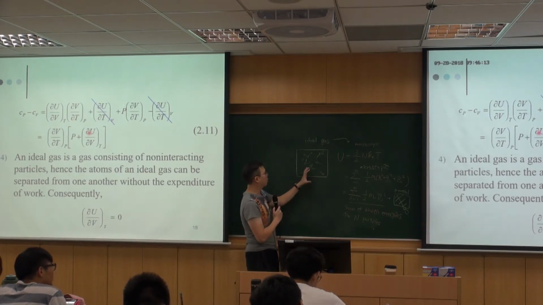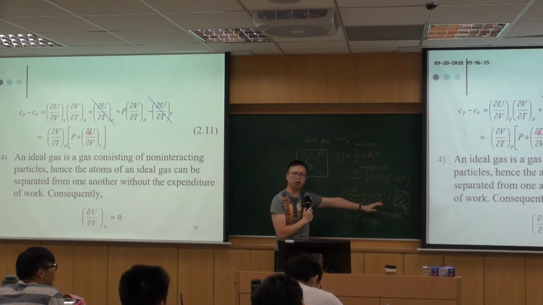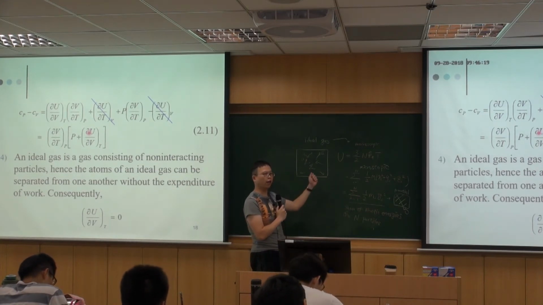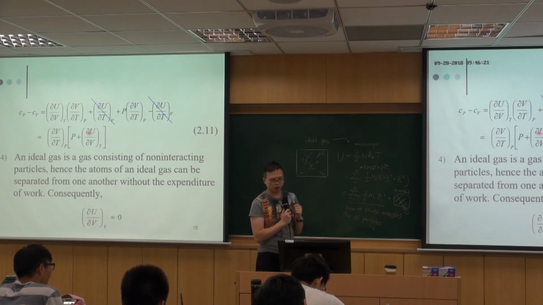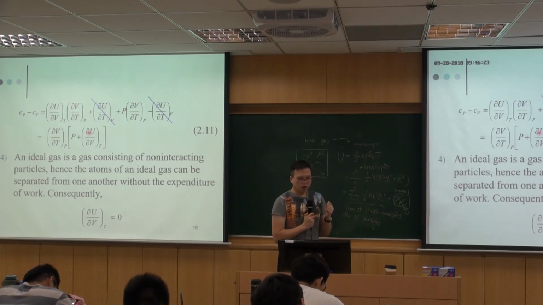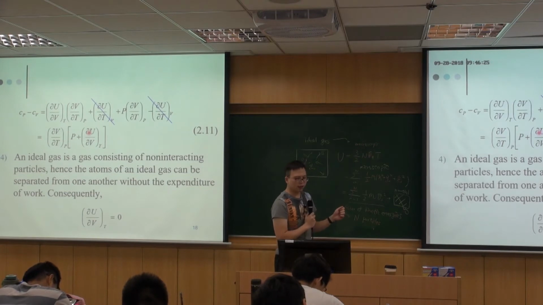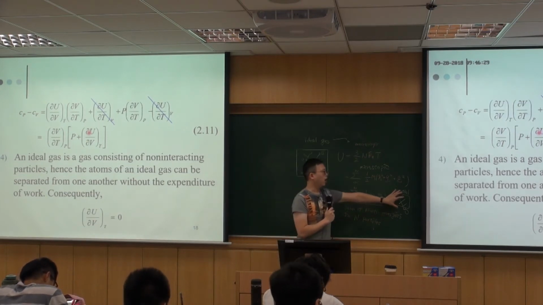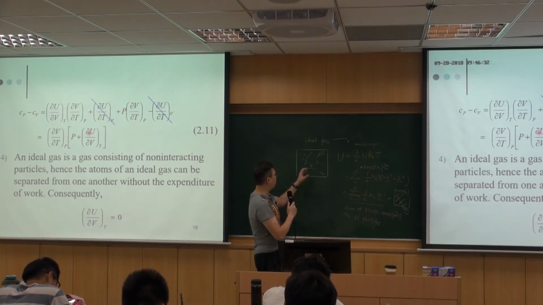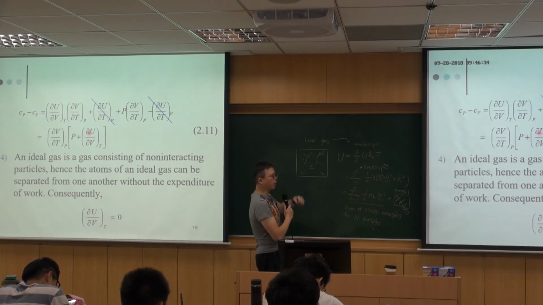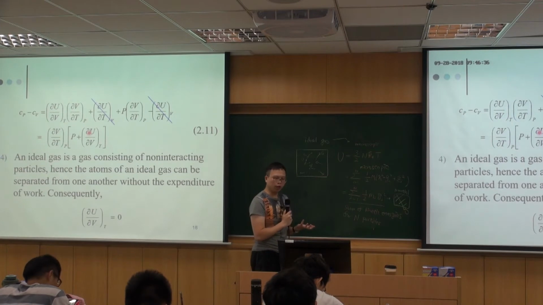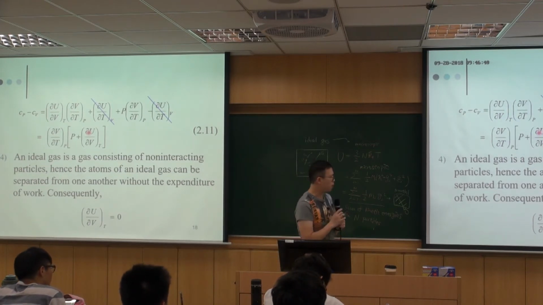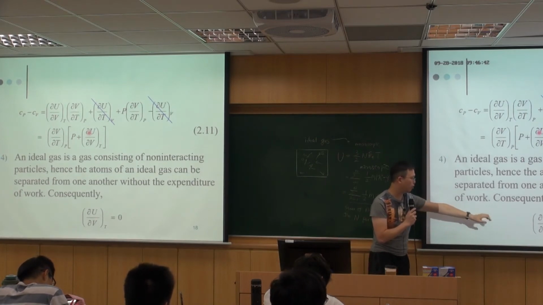And we know that the velocity distribution of all those particles is only related to the temperature, right? And that will follow the Maxwell-Boltzmann distribution. So for an ideal gas, since there is no potential energy, when we move particles away from each other, there's no change in terms of internal energy. Therefore, partial U, partial V at a constant temperature should be 0.